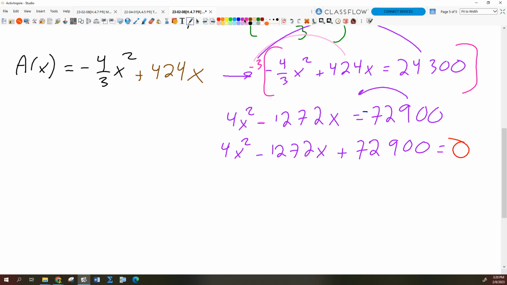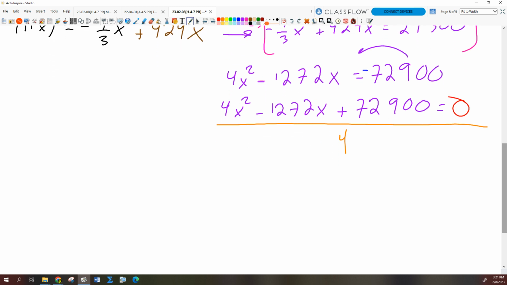Okay, there was a suggestion, could we divide everything by 4? Yeah, we could, absolutely. I could divide everything by 4, and that makes this quite a bit easier, right? It makes these coefficients smaller. It's going to give me x squared minus 324x plus, I'm dividing by 4, so that's going to give me 18, and then 900 divided by 4 is going to be what, 225?